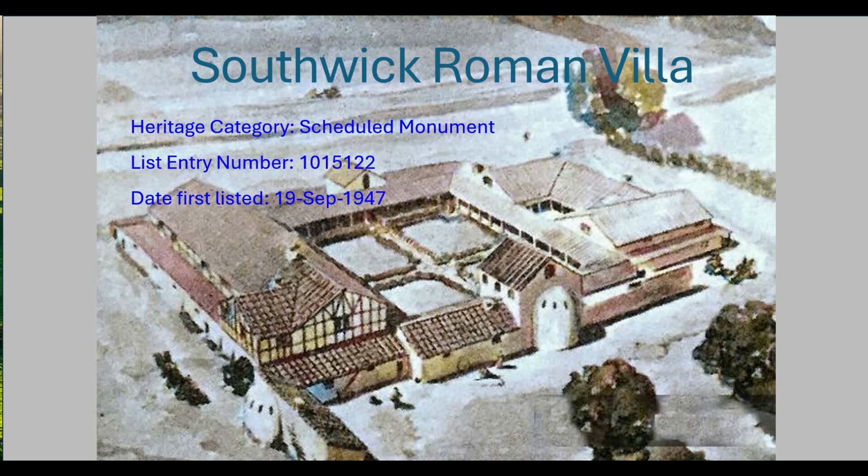Southwick Roman Villa was built around 75 AD, sitting in a perfect position on the fertile Sussex coastal plain, a grand structure which reflected Mediterranean rather than local styles. Following discovery in the 19th century, it was extensively excavated during the 1930s, when its importance was first appreciated.